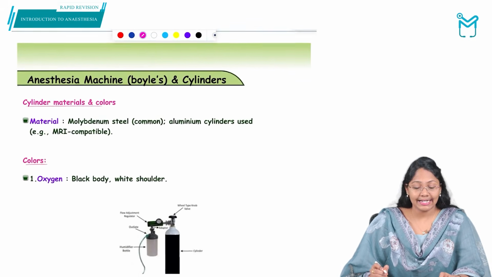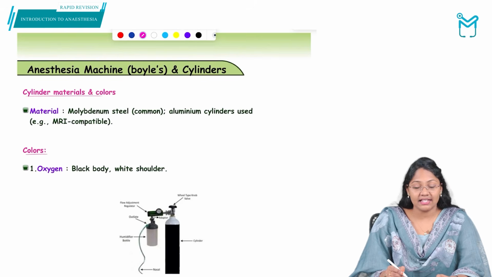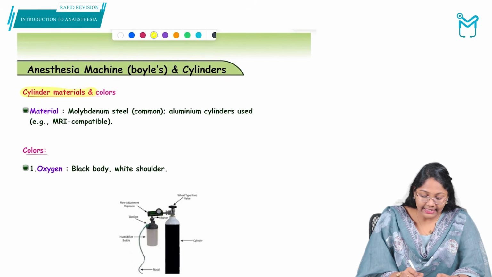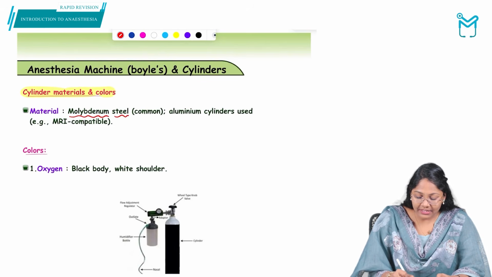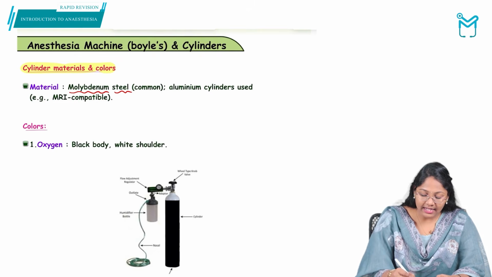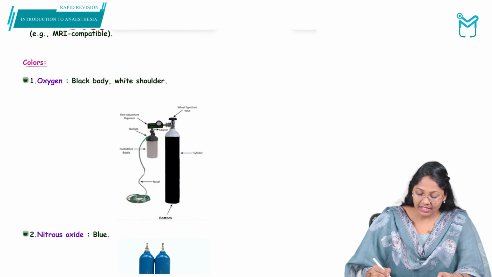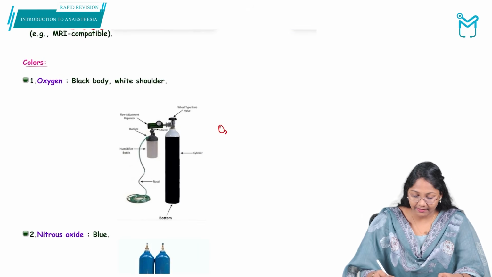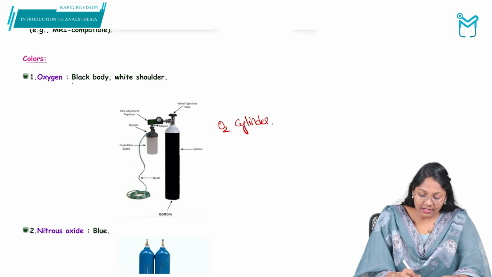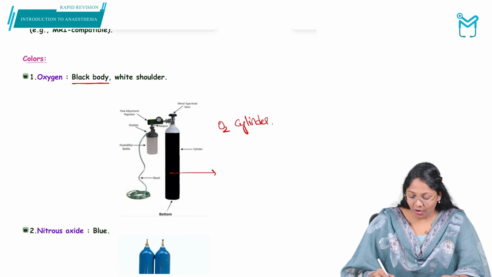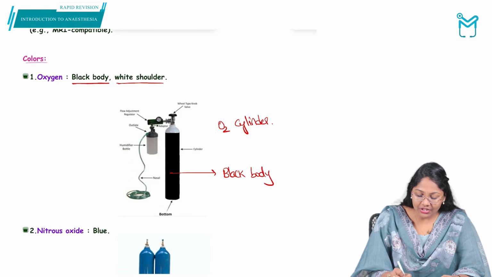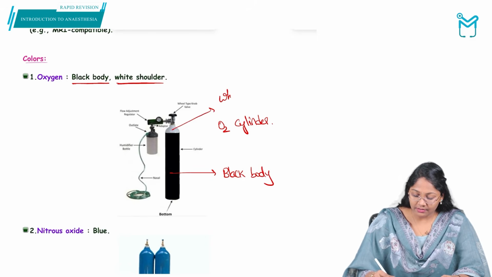Now getting into more detail about the cylinder materials as well as colors. The material is made up of molybdenum steel. Coming to the colors, we have the oxygen cylinder. If you see this image, this is the oxygen cylinder, and this is how it appears. It has a black body with white shoulders. These are the white shoulders.